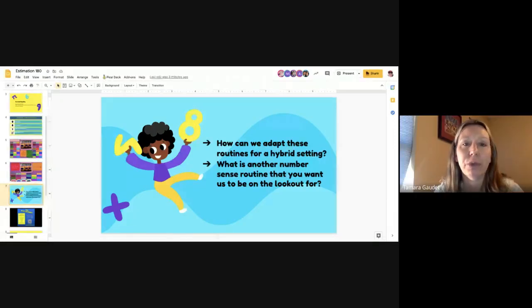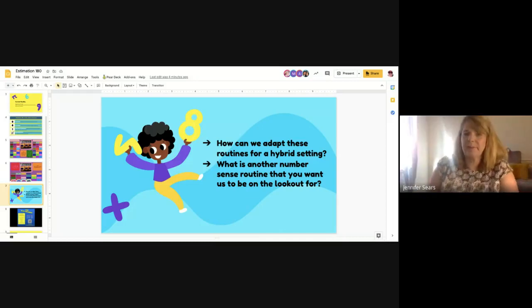As always, we ask, how could you adapt this for a hybrid setting? So we may be going back April 5th, but we're still going to have kids at home that are not going to come back. So we're still going to be stuck with kids in person and kids at home. So how could we adapt this for that situation? Any ideas? I know we said small group, and I don't know if anybody wants to elaborate on that or has a different idea.